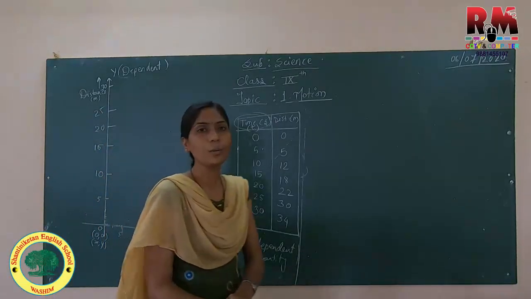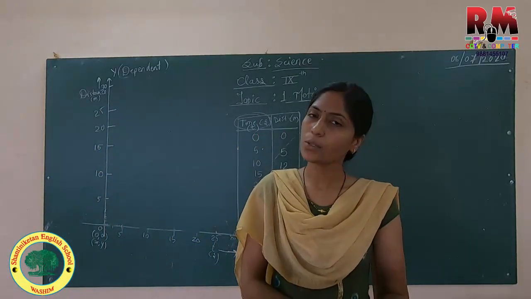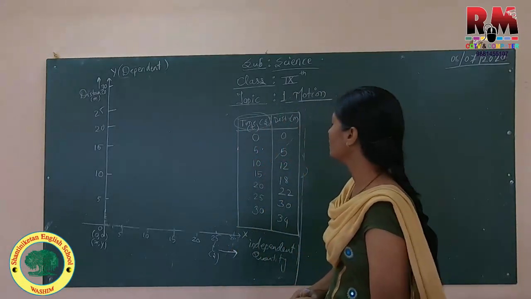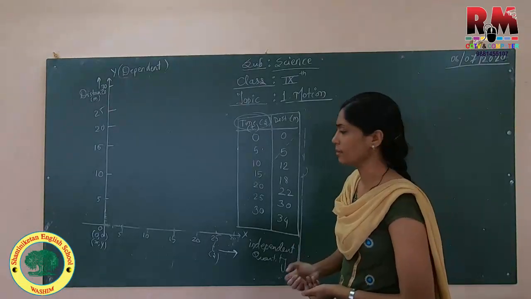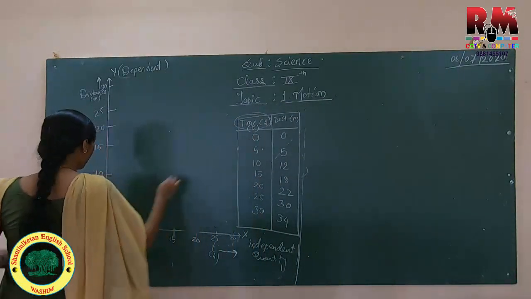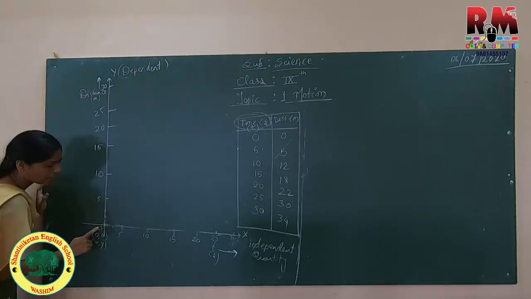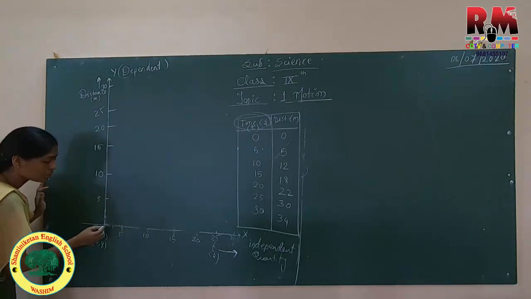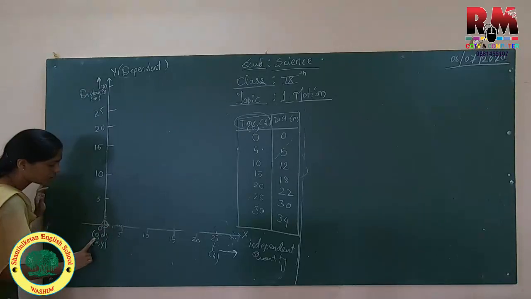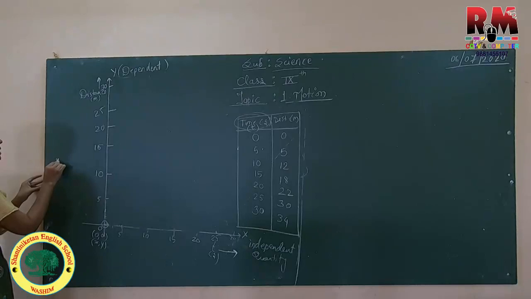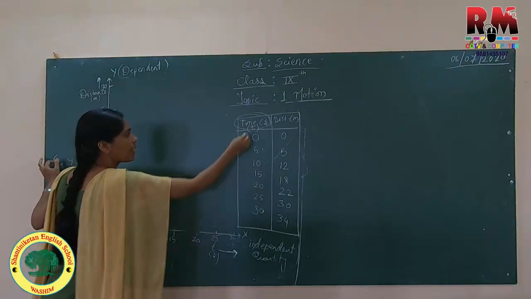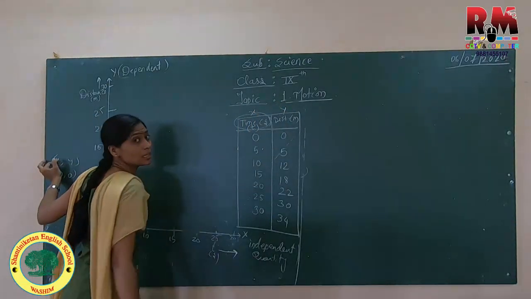So if you draw the graph, it's very simple. You have to check at what time what distance is covered, and accordingly mark it. Okay children, so at 0 time, how much distance was covered? 0. So this is your first marking, 0, 0. Next point is x, y. So first reading is 0, 0. X axis means time and y axis means distance.